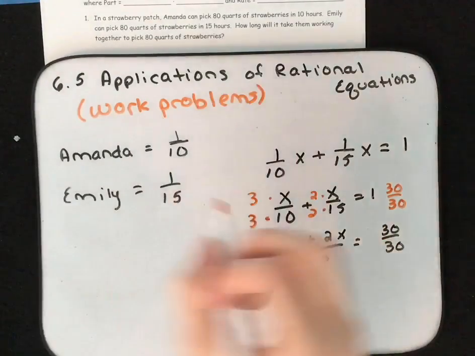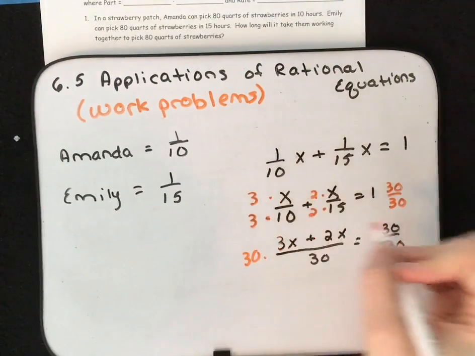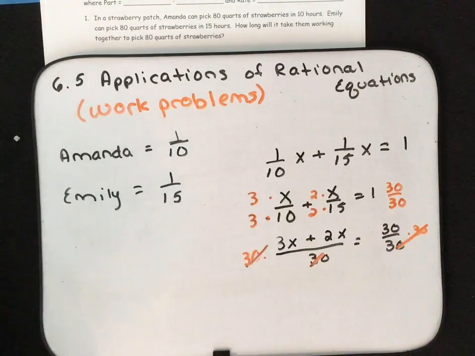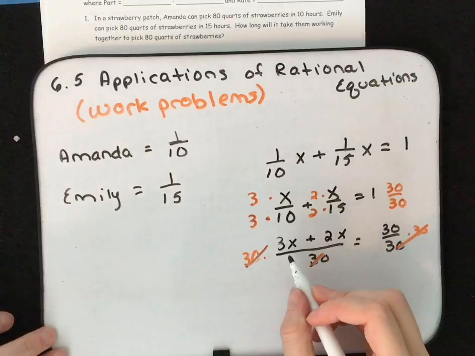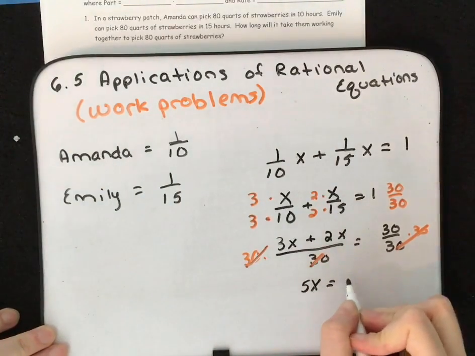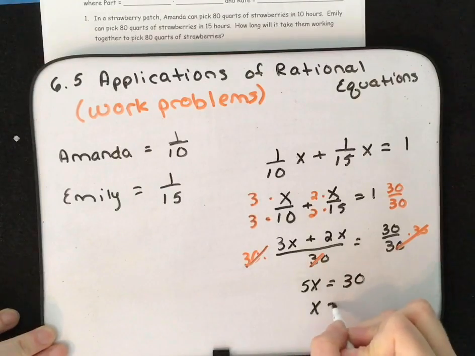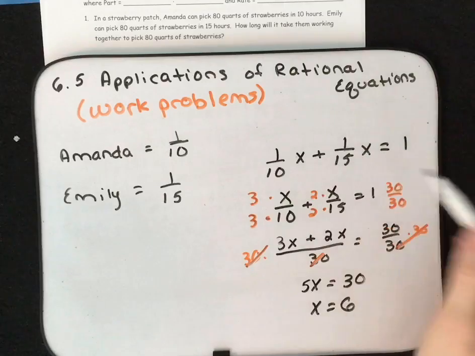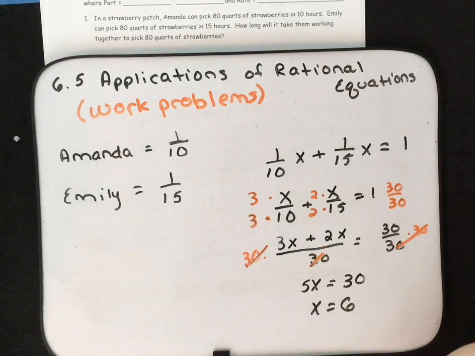If I multiply both sides by 30, this cancels and this cancels. So now we're left with 3x plus 2x is 5x, equaling 30, so x equals 6. So what does that mean? Remember we said x was the amount of time that they spent working together. So that means that it will take 6 hours for them to pick 80 quarts of strawberries if they work together.